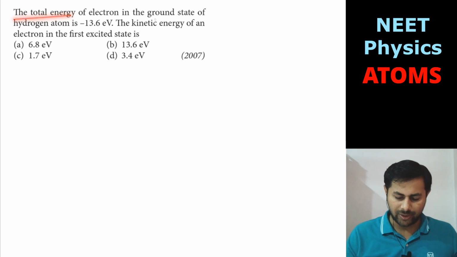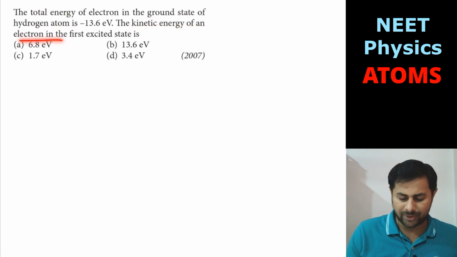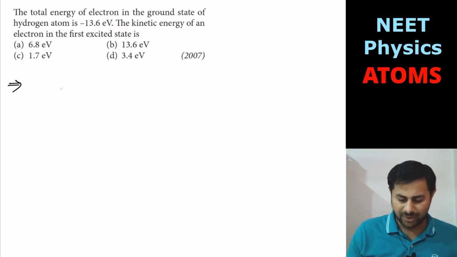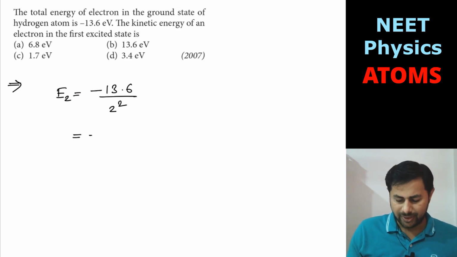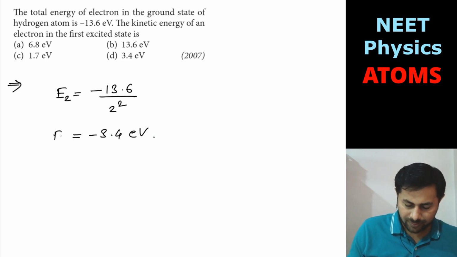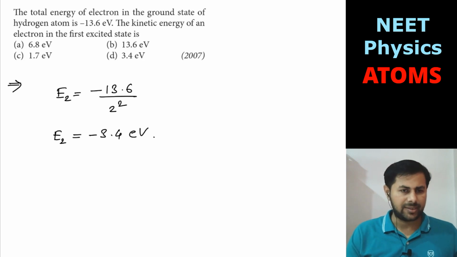The total energy of the electron in the ground state of hydrogen atom is minus 13.6 electron volts. The kinetic energy of the electron in the first excited state is... So what is the total energy in the first excited state? First excited state means the second state. So E2 is equal to minus 13.6 divided by 2 square, that is minus 3.4. Just remember this, E2 is minus 3.4 electron volts. So this is the energy of the electron in the first excited state, or second orbit.